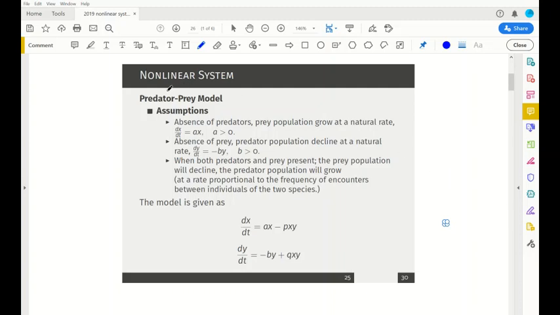Nonlinear system, our scope for this topic is similar to the linear system, where students should be able to understand the problem in relation with the system of ODE. Second, you should be able to solve the problem by solving the nonlinear system of equations. And our scope is using the eigenvalue method. And the third thing, you should be able to interpret the solutions that you get.